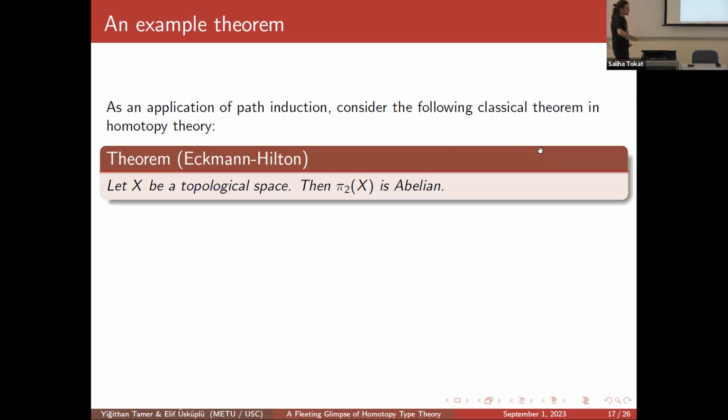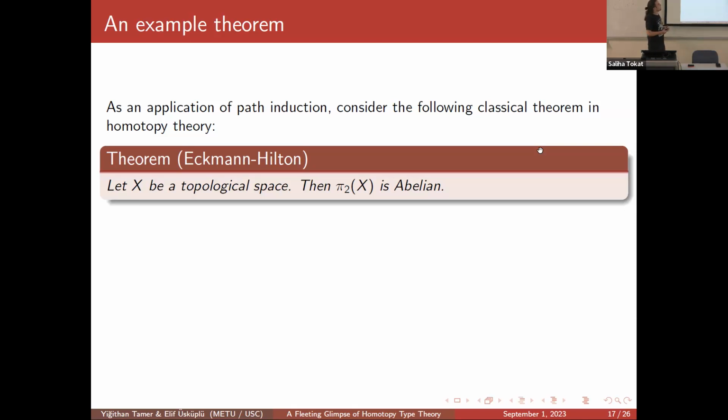Okay, I said we can talk about homotopy theory synthetically, the same way Euclid proved theorems of geometry without actually getting his hands dirty with coordinates. So let's see an example. This is a very well-known theorem due to Eckmann and Hilton. And so the second homotopy group is always abelian.